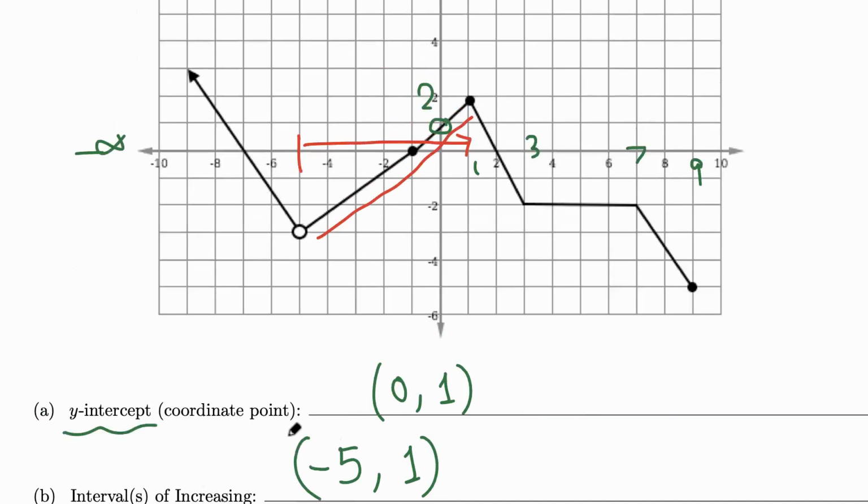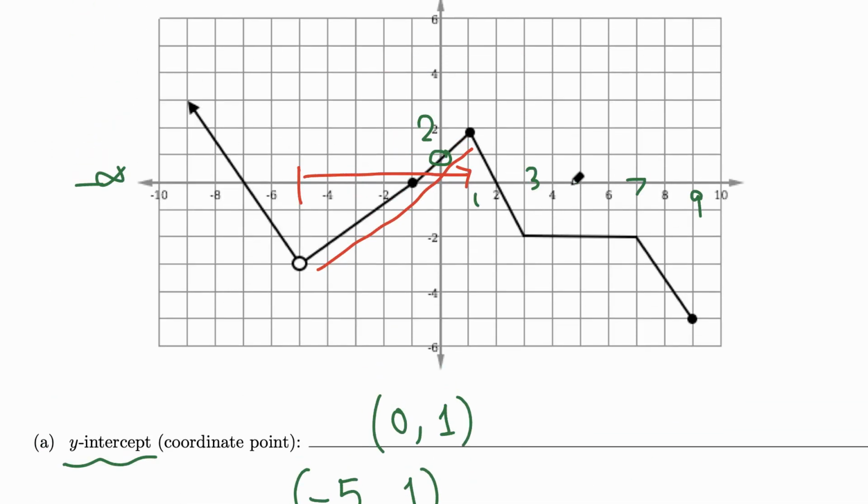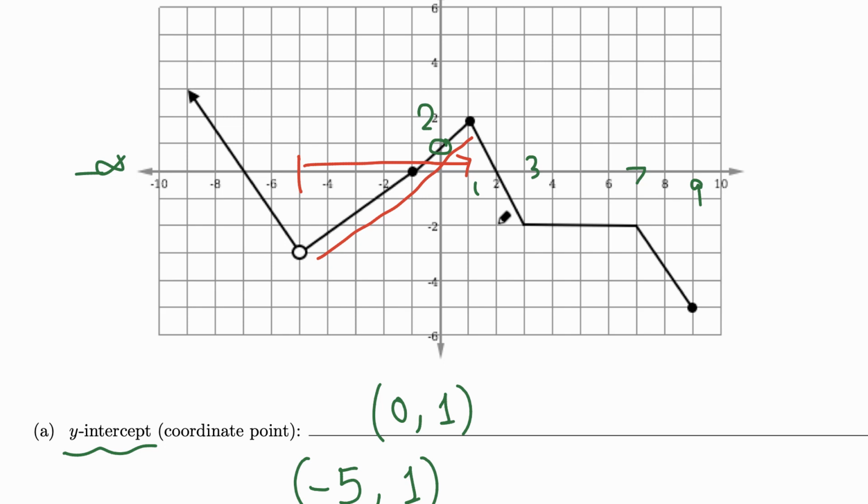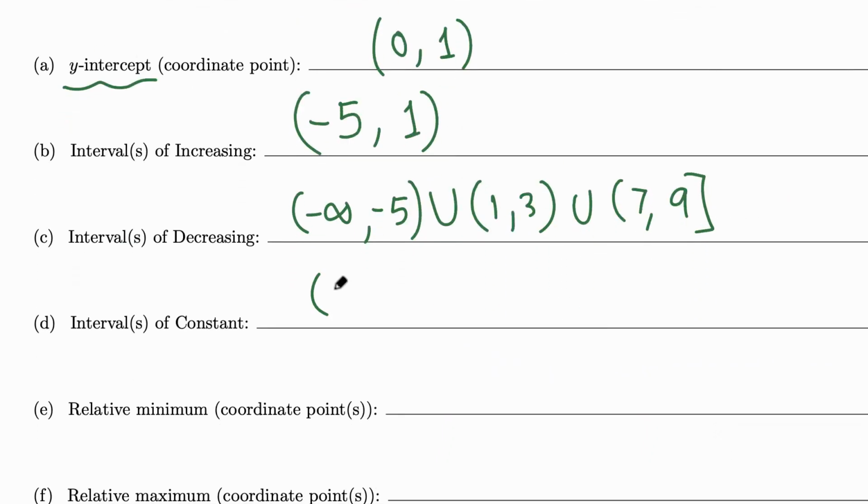Intervals of constant. Here 3 to 7 is constant. The value is not changing, not going up or down. It's always negative 2, from 3 to 7.